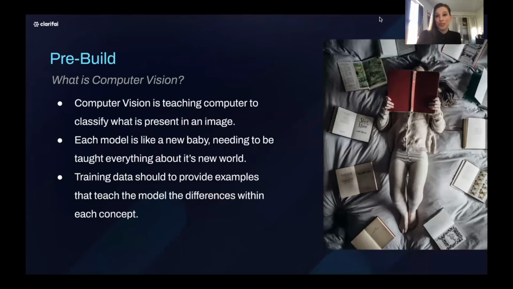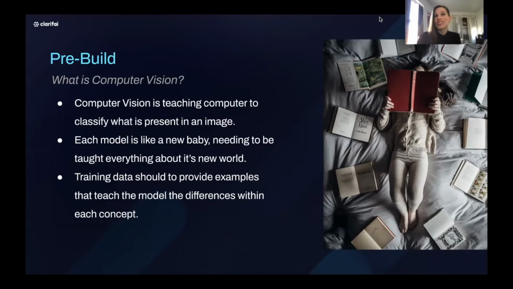So what is computer vision? As part of the pre-build process, it's important to understand what you can do with computer vision. It's basically teaching computers to see and classify visual content much like a human can. Think of your computer vision model as a brand new baby who is learning everything about the world for the first time. You are its model parent, and you're responsible for teaching your baby model everything it needs to know about its new world, which you're going to define with your taxonomy, concepts, and training data.